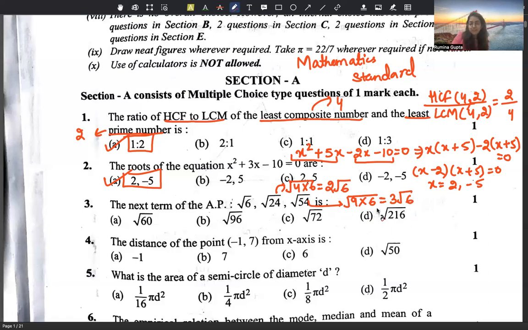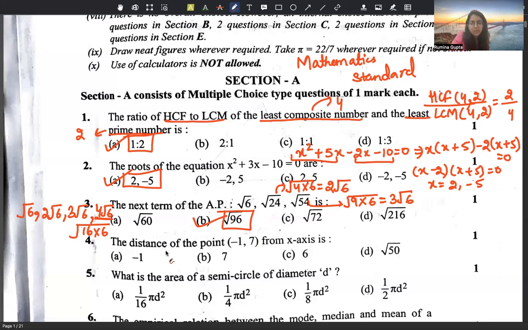It was all very clear, that when I have this AP, it is in the form root 6, then 2 root 6, and then 3 root 6. So the next number would be 4 root 6. Now 4 root 6 is not in the options, so what will we do? It's root 4, sorry, take this 4 inside the root. So that would be root 16 into 6. That is your option B, root 96. Clear? Easy? I think it's easy peasy.